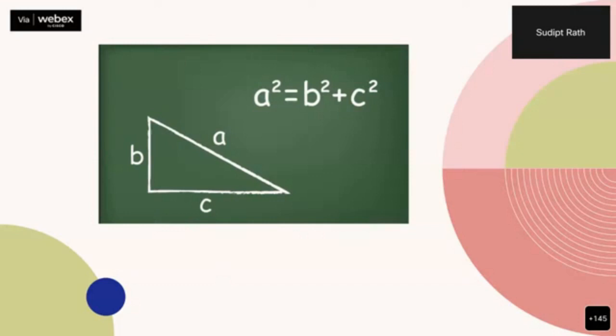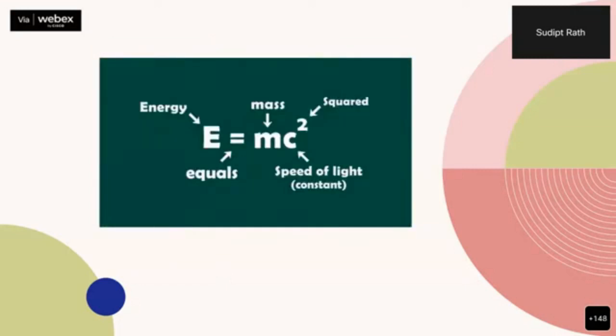So when we are trying to solve a problem, we will need a formula. Without a formula, many times we may not solve the problem. Then you see, this is Einstein's theory of relativity. Many complex problems were solved by using a formula.